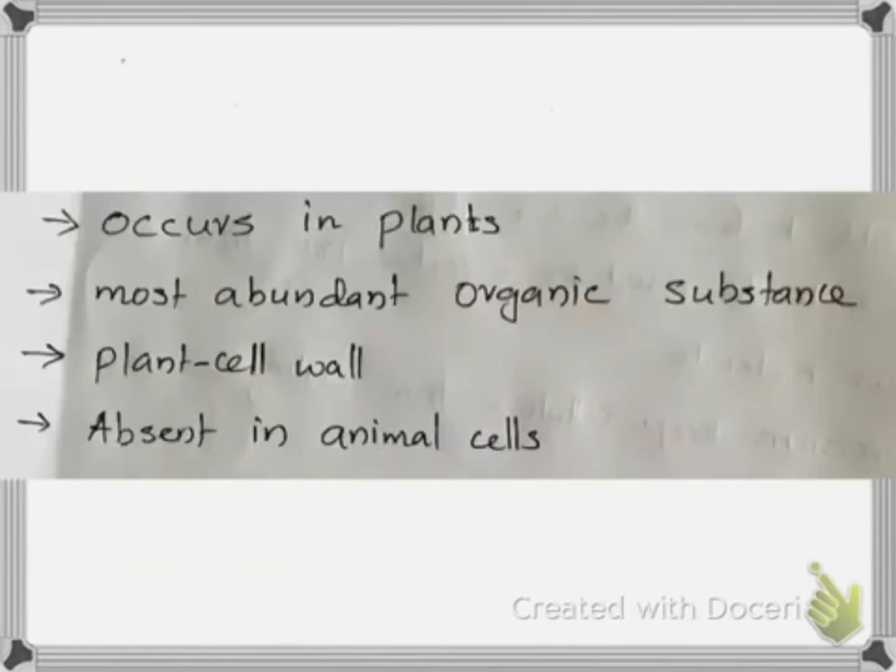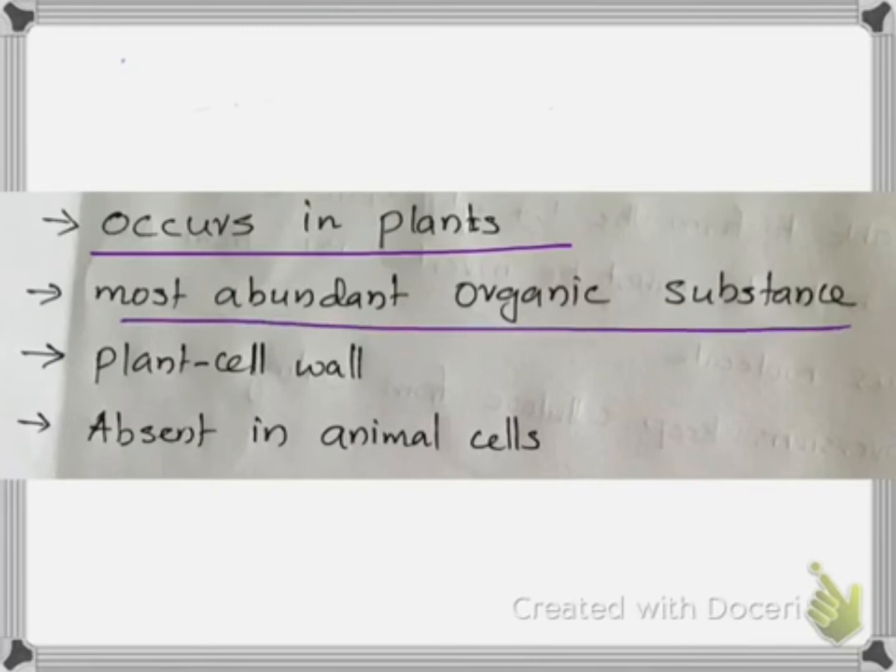It occurs exclusively in plants, and it is the most abundant organic substance in the world, because it is present in the plant kingdom. It is the abundant constituent of plant cell wall, or it is predominant in plant cell wall.